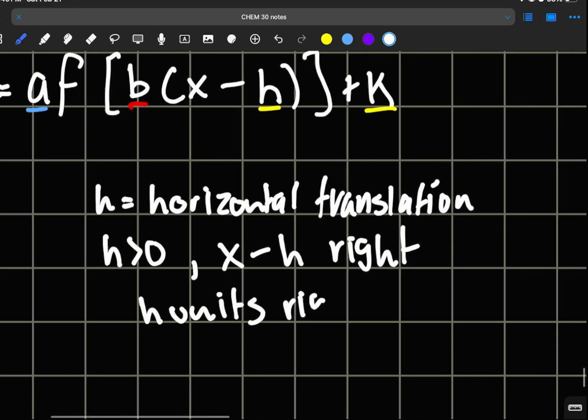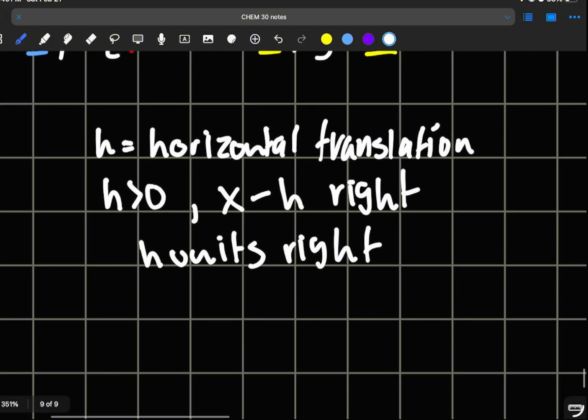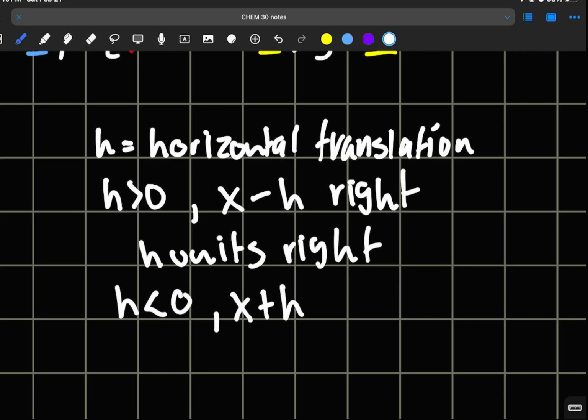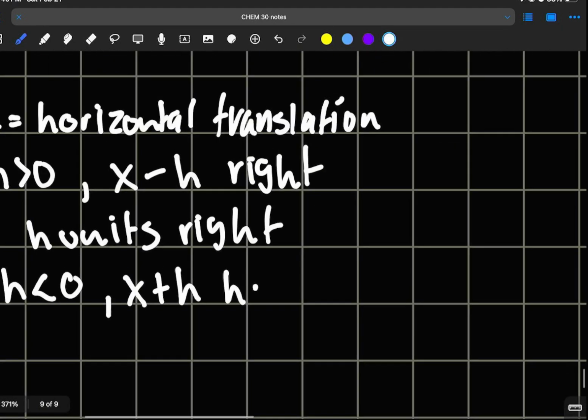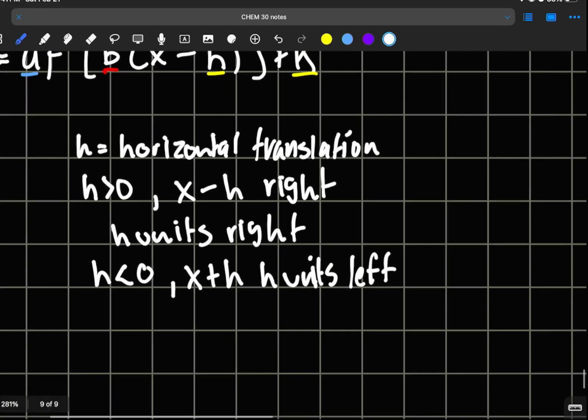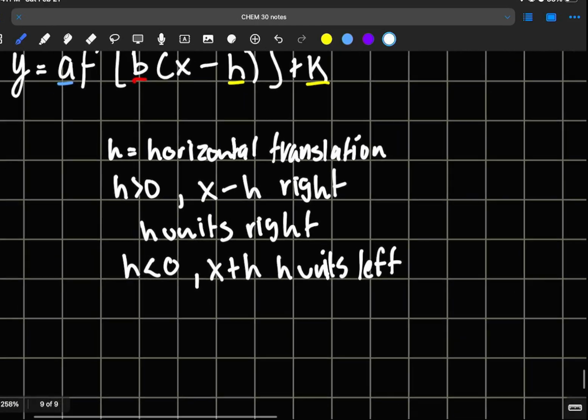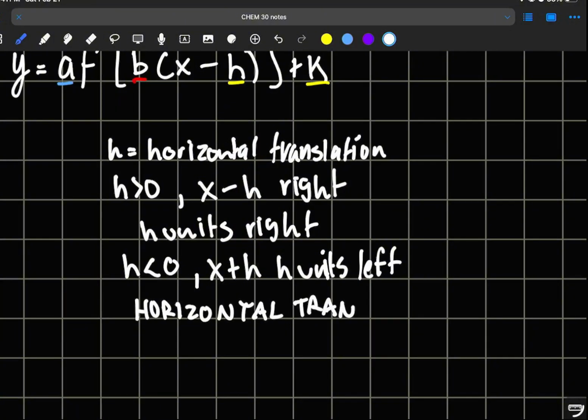right. Now, if h was negative, and we are adding to x, so x plus h, we're going to be moving h units left. And the way we describe this is you would have a horizontal translation of h units, either right or left, dependent on if h is positive or negative.